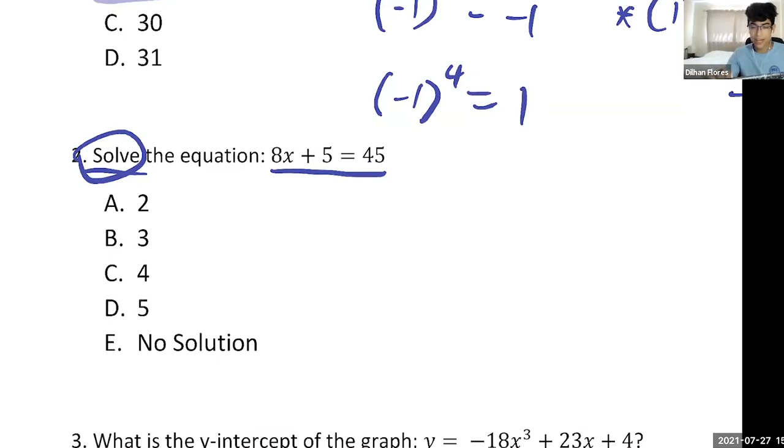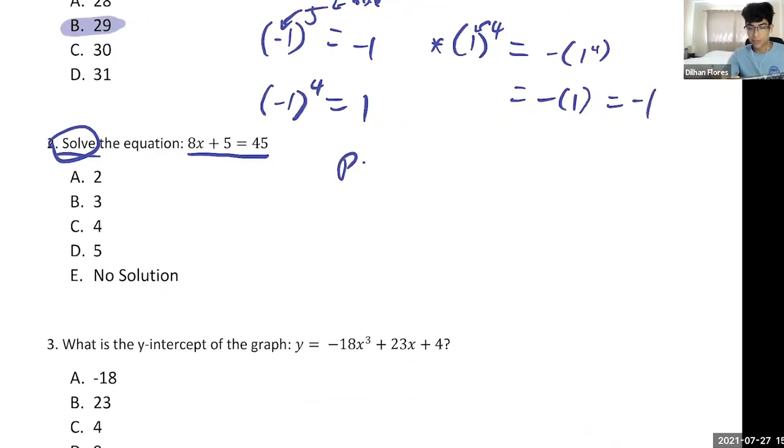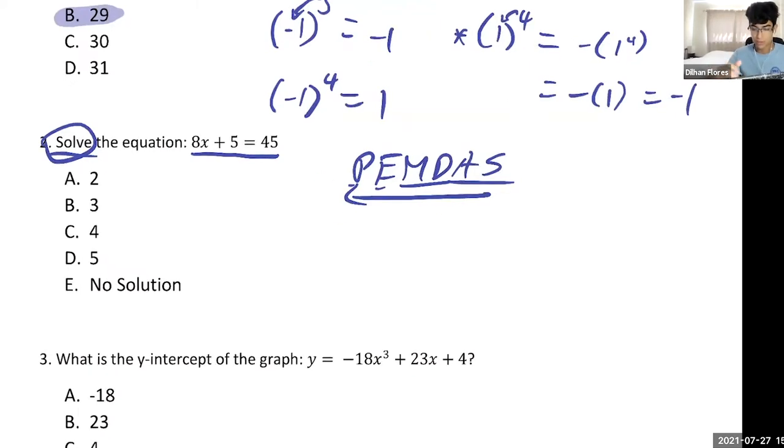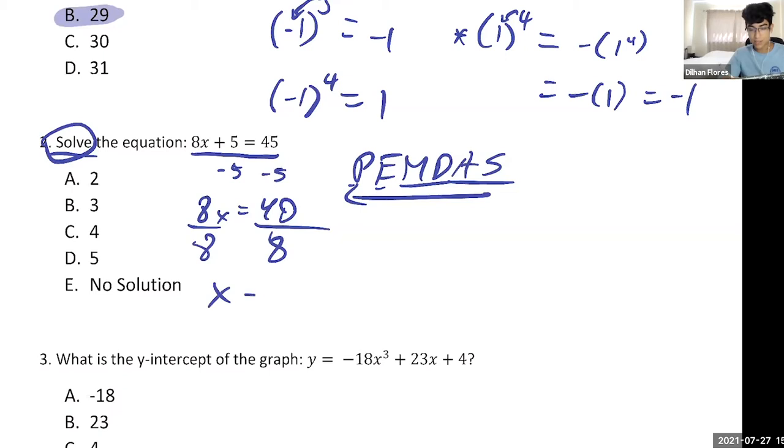So when isolating, usually we're working off of PEMDAS, right? But when isolating, we have to go backwards. So first we do addition and subtraction, then multiplication and division, then exponents, then parentheses. So first we're subtracting 5, then 8x is going to be 40, and then you do the multiplication and division, divide by 8, x is going to be 5.